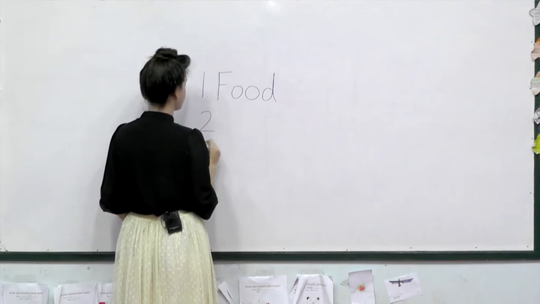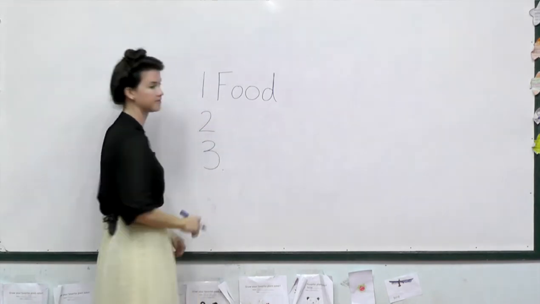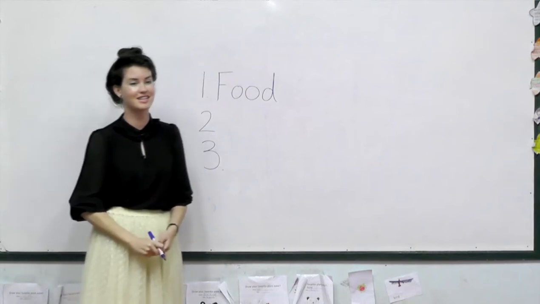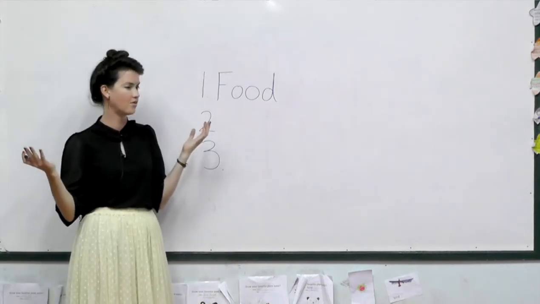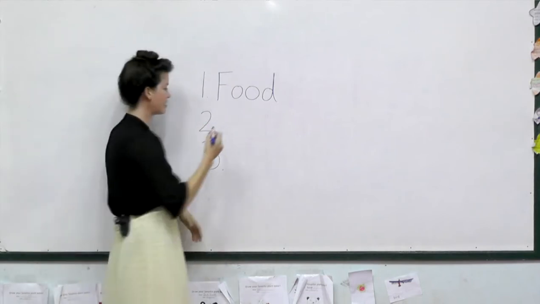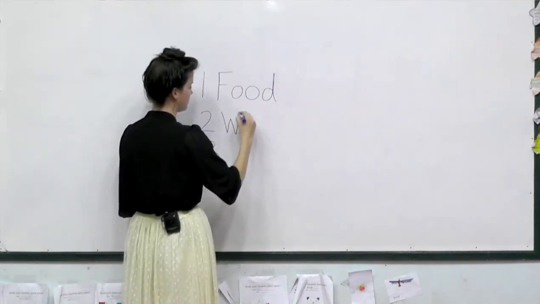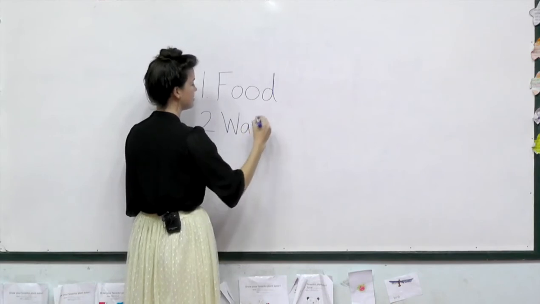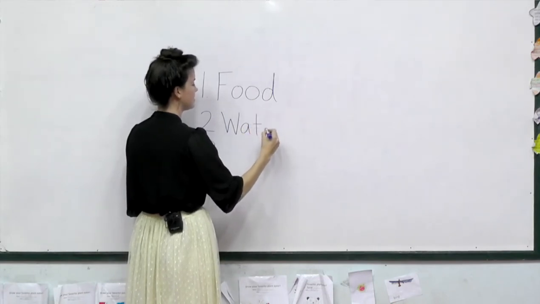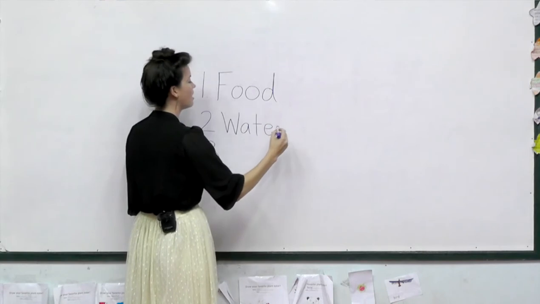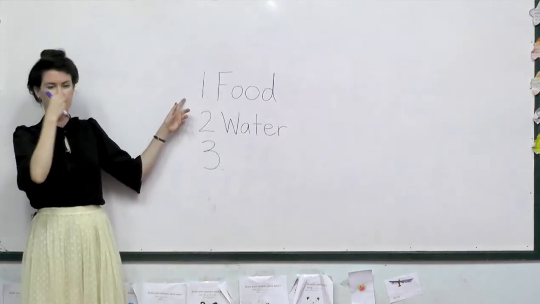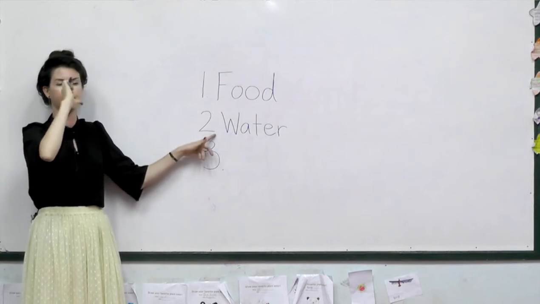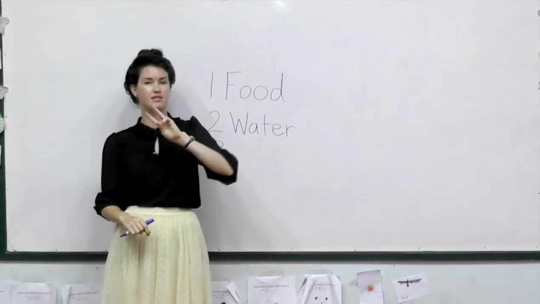Okay, what's another thing that animals need to live? Water. Yeah, they need to drink water. How do I spell water? What do I start with? W. A. T. E. R. Water. Animals need food. They need water. What's another thing animals need?